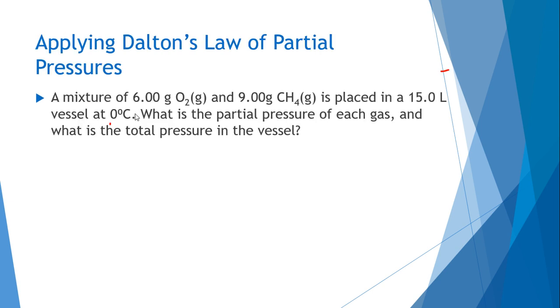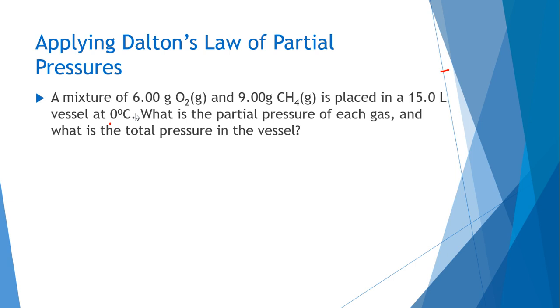So I have a couple examples where we'll go through these, and then some I'm going to have you guys do for homework. Here's one we're going to work through together. It says a mixture of 6 grams of O2 gas and 9 grams of CH4 gas, which is methane, is placed in a 15-liter vessel at 0 degrees Celsius. What is the partial pressure of each gas, and what is the total pressure within the vessel?